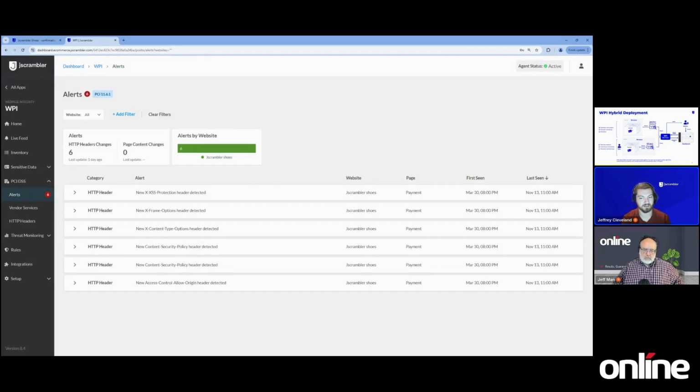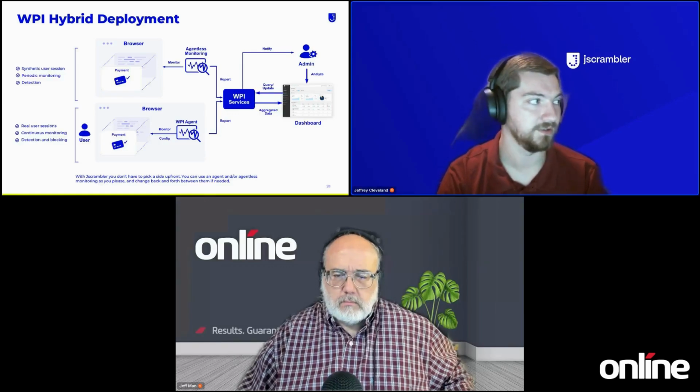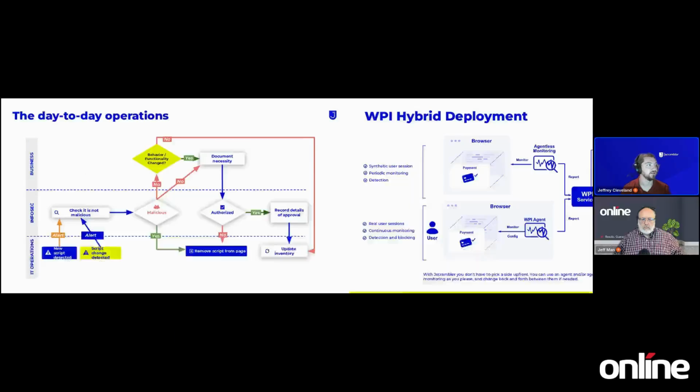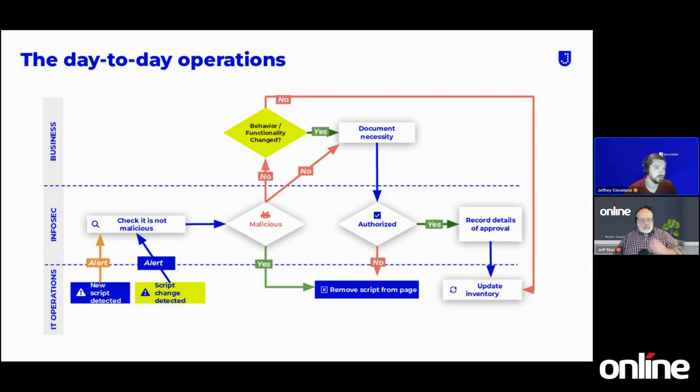All that's to say, returning to our process, you can see where there are some areas that web page integrity simplifies this process. Script detected or a script change, that's now automated by web page integrity. Checking for a script being malicious, well, now we have the behavior available to make that decision. If a script's not malicious and the change doesn't affect its behavior, we're going to jump straight to updating the inventory for you. All that's automatic.